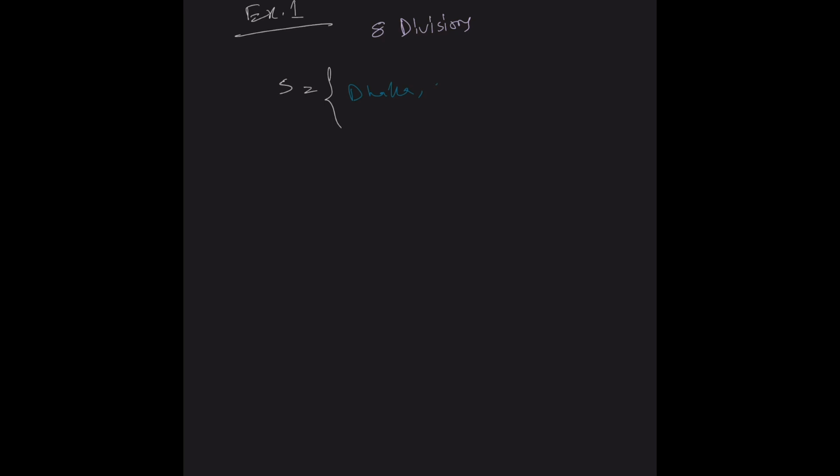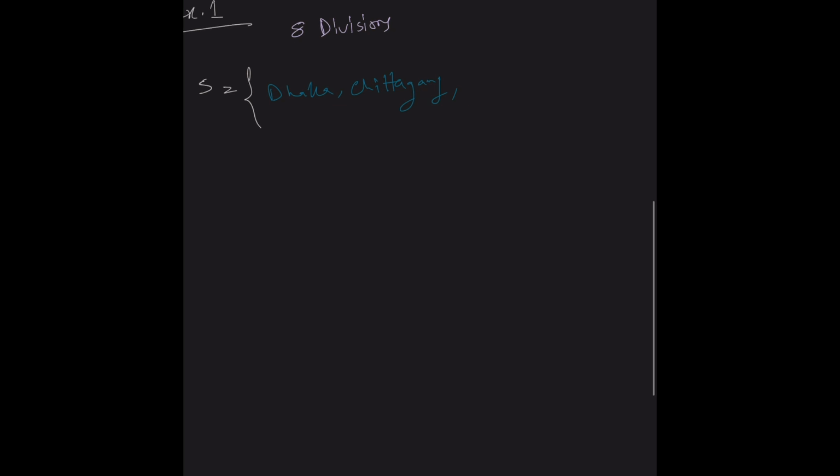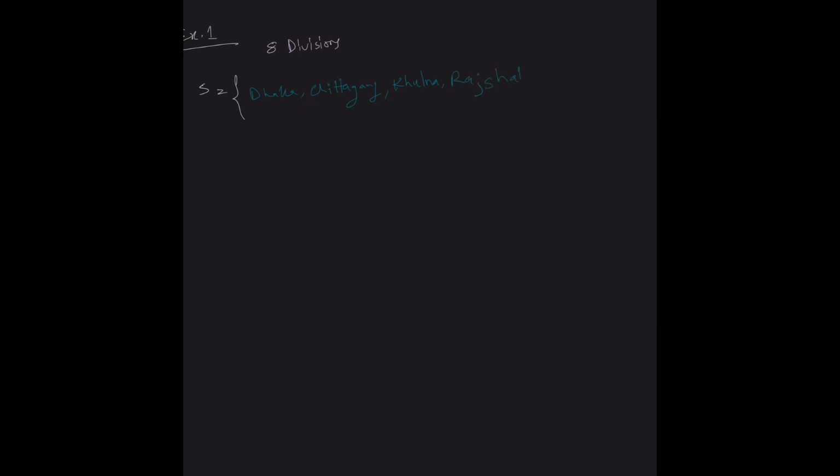Dhaka, Chittagong, Khulna. We'll write Rajshahi, Barishal. If you're watching the video, you'll be fairly familiar with these divisions. And the last one, oh wait, there are 2 more after this one.